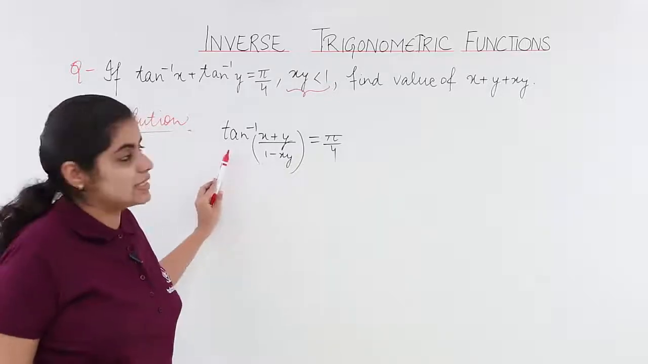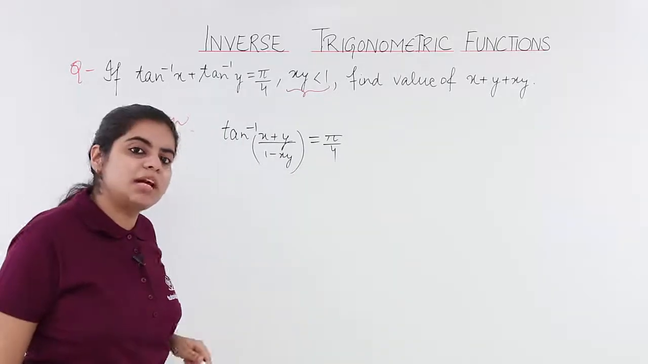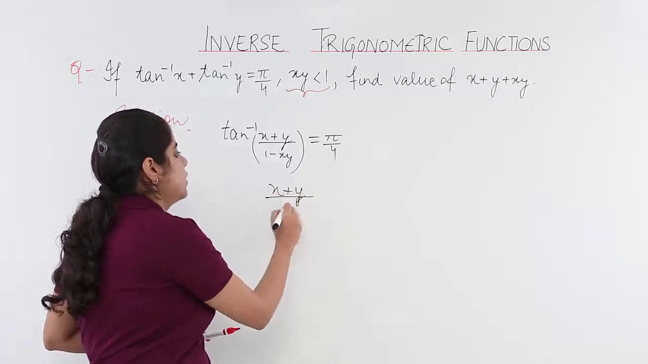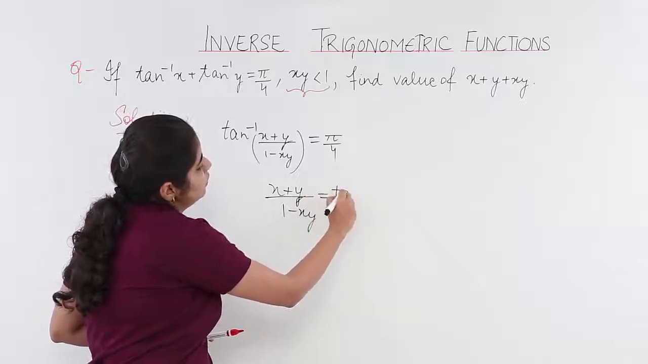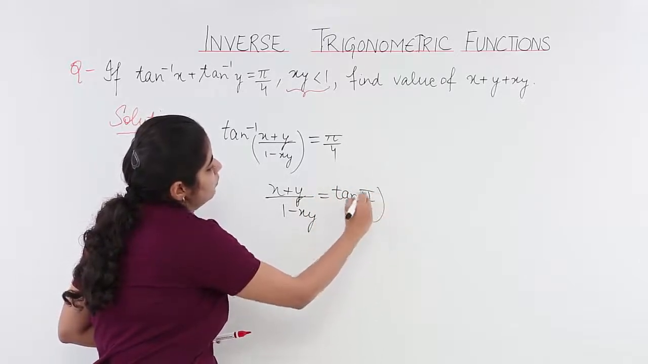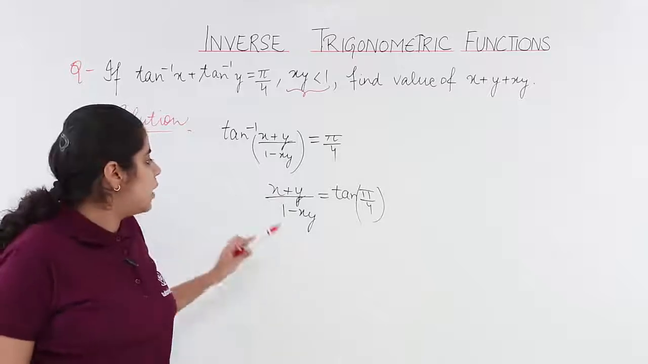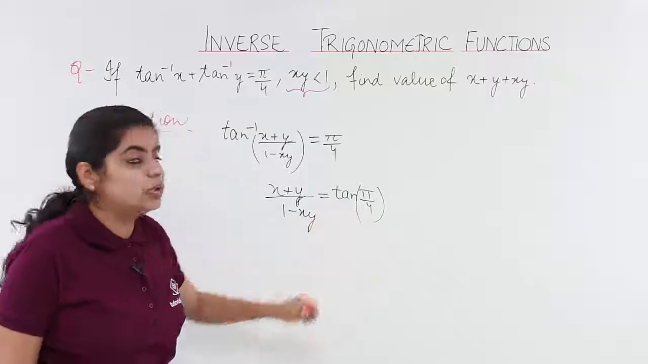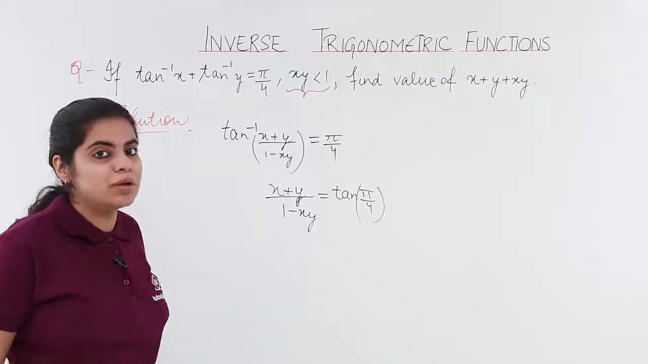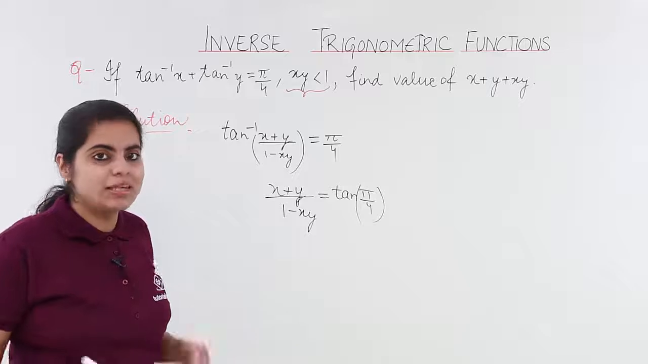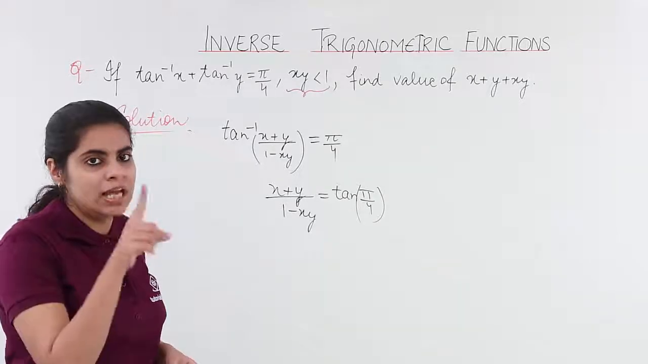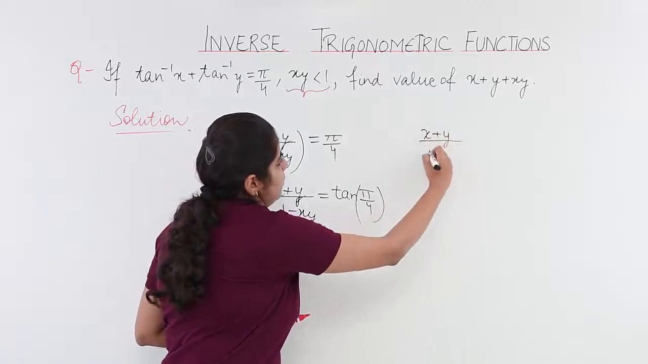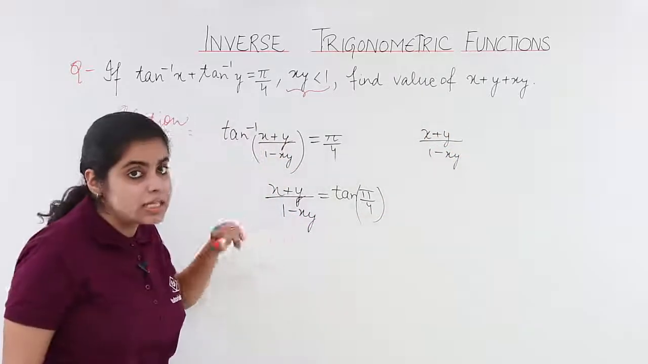Now here it is tan inverse. When it goes to the other side, it becomes tan. So it is (x plus y) upon (1 minus xy) is equal to tan pi by 4. Right. Now (x plus y) upon (1 minus xy) remains as it is. What is the value of tan pi by 4? Tan pi by 4 means tan 45 degrees. What is tan 45 degrees? It is only and only 1. So my question changes to (x plus y) upon (1 minus xy) is equal to 1.